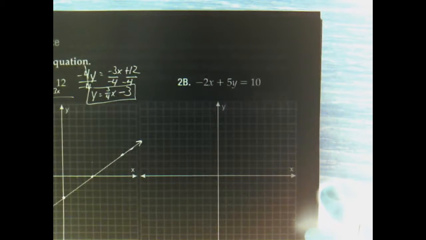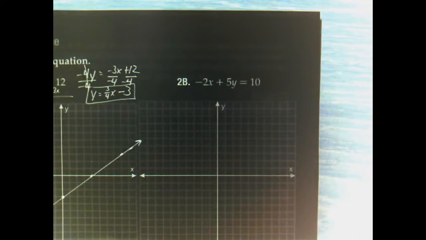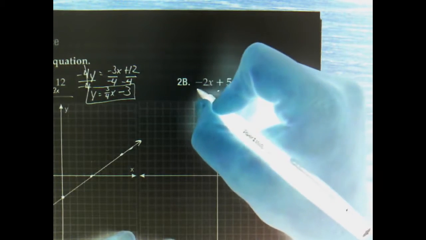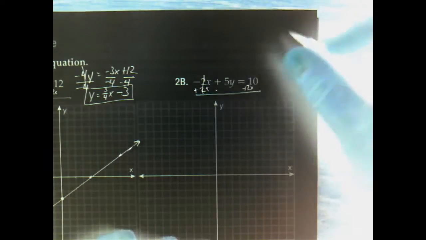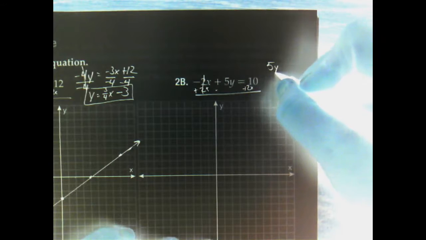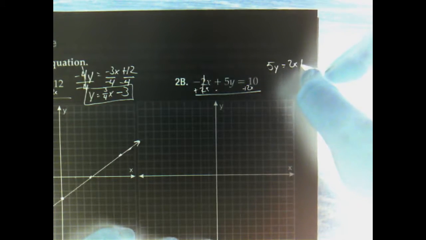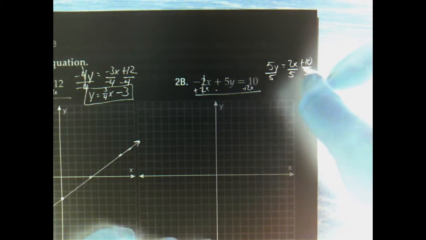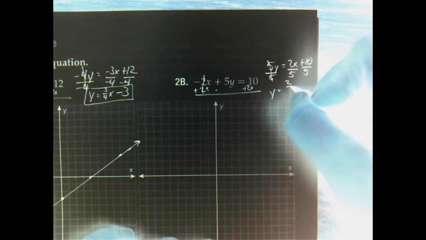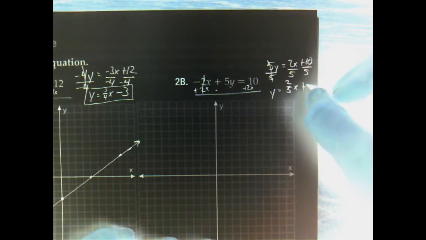Part b works in nearly the exact same way. I add 2x to both sides because I want to solve for y. So I end up at 5y is equal to 2x plus 10. Divide everything by 5, and I get y equals 2/5 x plus 2.